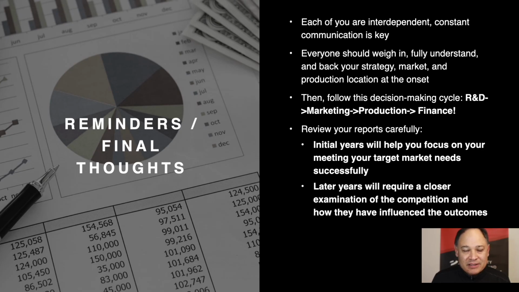Some final thoughts and reminders. Each of you is fully interdependent on each other. That's how business works. Everyone should weigh in and fully understand and back your chosen strategy at the onset. This should consider the market, the production locations, and the overall strategy type. So then follow this decision-making cycle: R&D, marketing, production, and then finance.